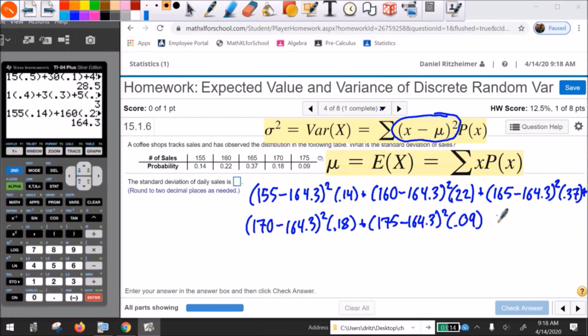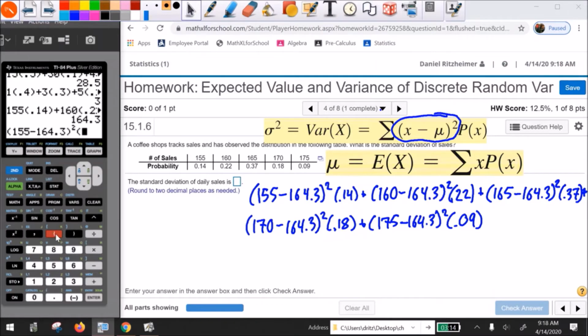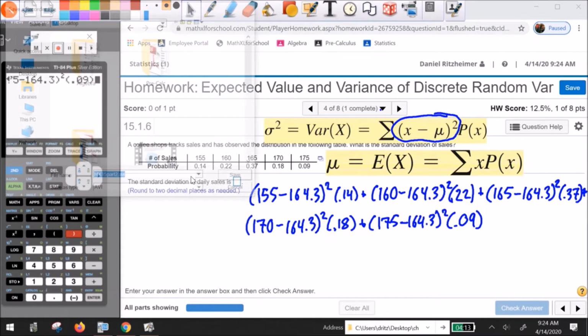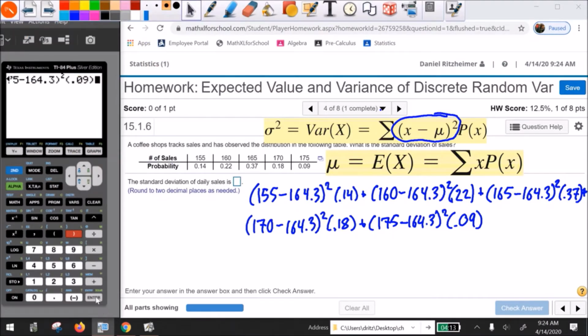When I'm done doing that, I have to take the square root of that answer. You could type the square root in the beginning. I'm just going to do it at the end. So, parentheses, 155 minus 164.3 squared multiplied by 0.14. Okay, so I typed everything in. I'm going to hit enter, and I get 32.51.